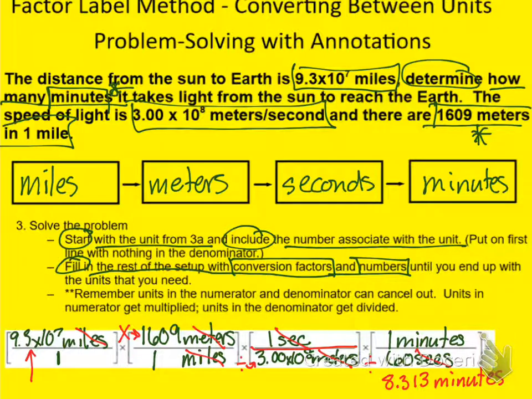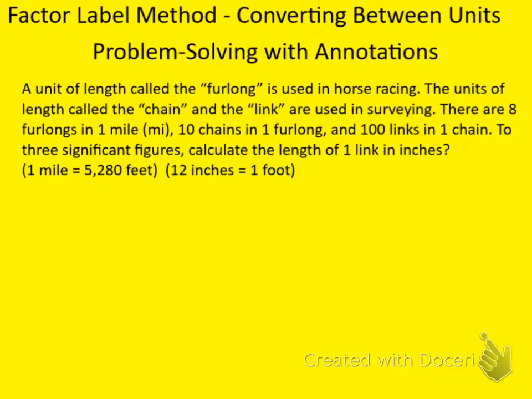All right, so we're going to finish up with one more sample problem. This one in the past has been a little bit tricky. That's why this is the one that I picked to do together, mainly just because there's so many conversion factors in it. So a unit of length called the furlong is used in horse racing. The units of length called the chain and the link are used in surveying.